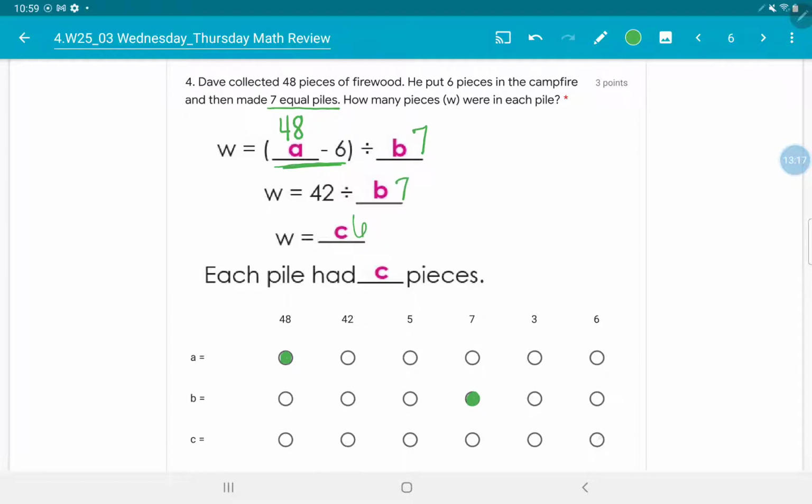I know that problem really well because of the quizzes. I got 100 on all of them. And one of the problems was like 42 divided by 7 or 42 divided by 6.